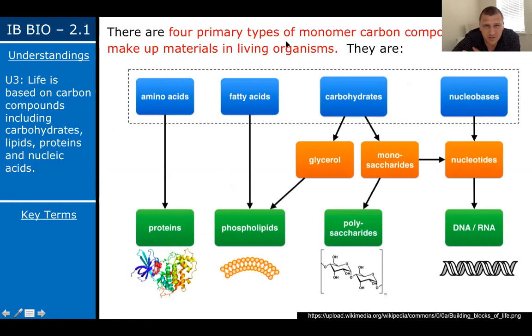I'm going to quickly talk about them individually. Amino acids, these ones right here, are the building blocks that, when they come together, give us proteins. All proteins in our body are made up of amino acids, and amino acids are made of a bunch of carbon molecules bonding together. Then we have fatty acids.